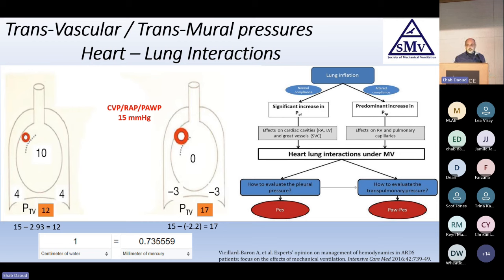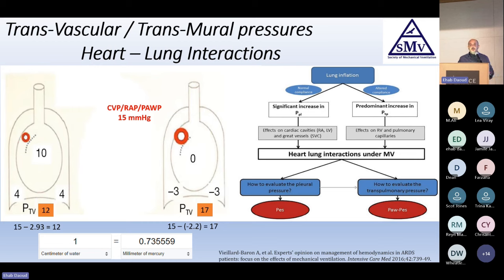But how much is the pressure inside the chest? We never look at this. But if you look at that patient here, his pleural pressure is 4 and the CVP is 15. So you have to convert the CVP from millimeters of mercury to centimeters of water, multiplying by almost 0.73. So that guy has a transvascular pressure of 12. Versus that guy, same CVP or same wedge pressure, but his pleural pressure is -3. So you do the math and it becomes 17.